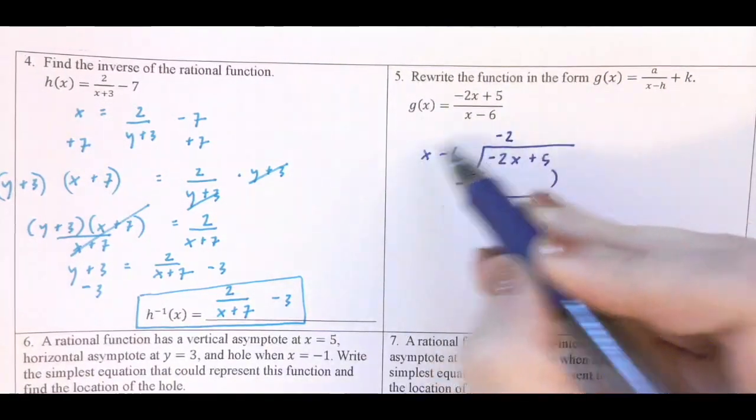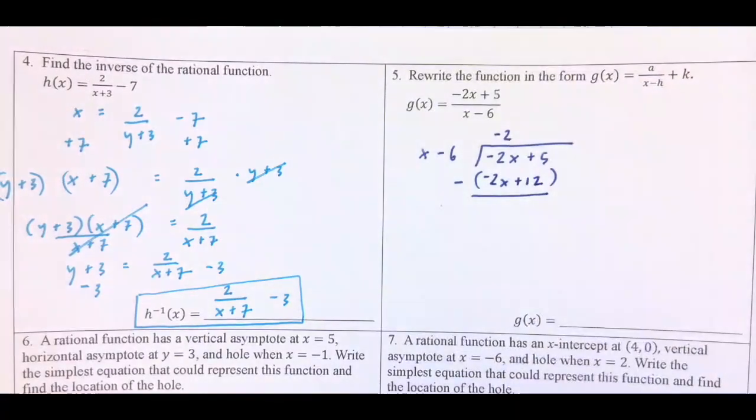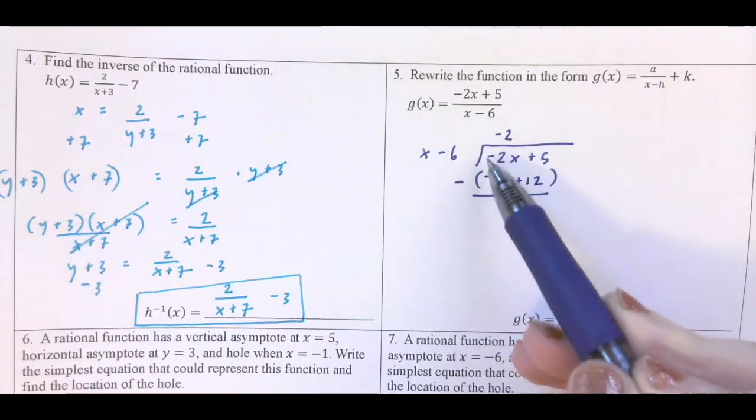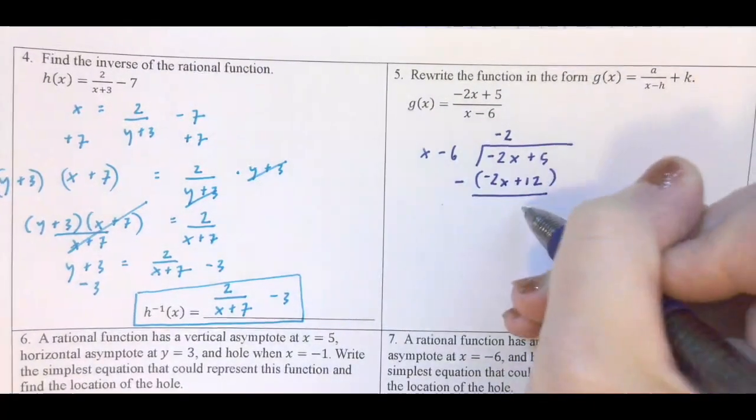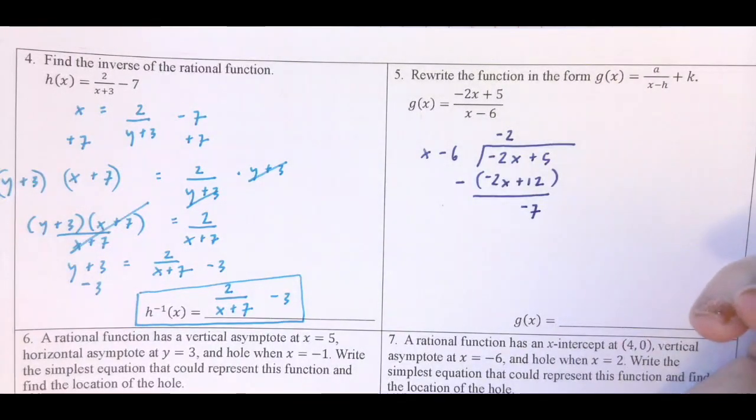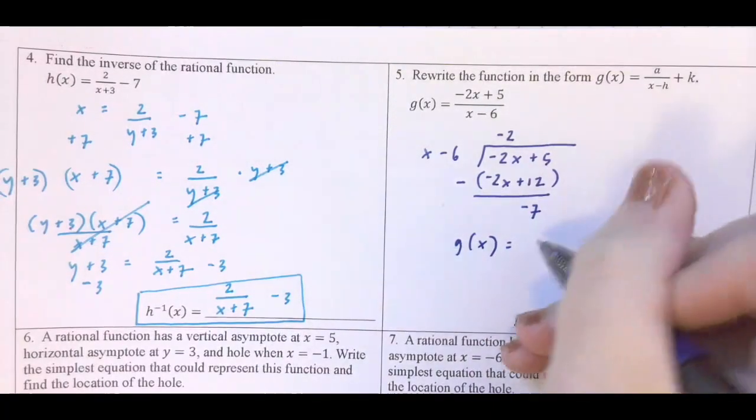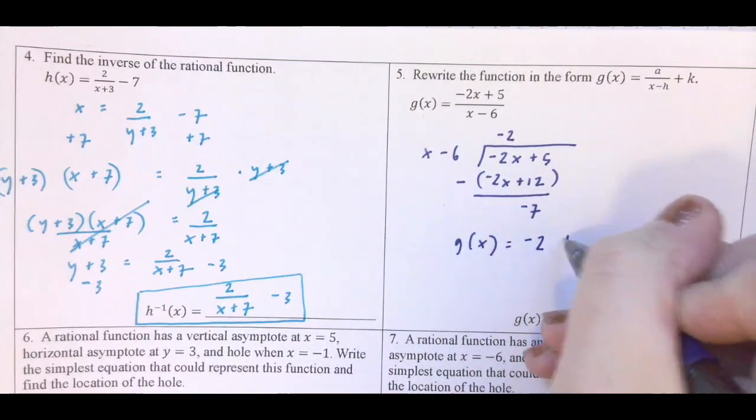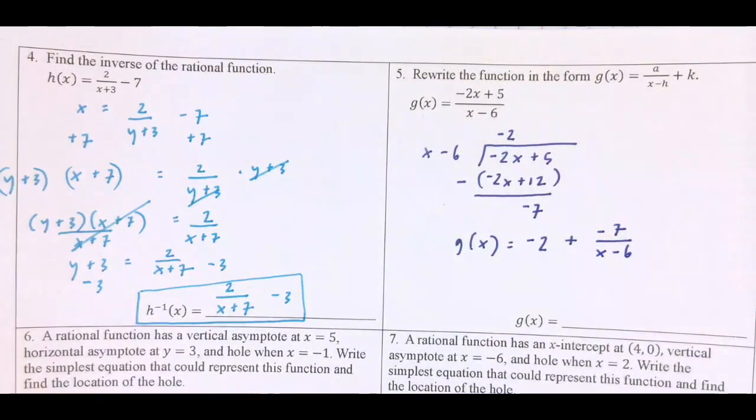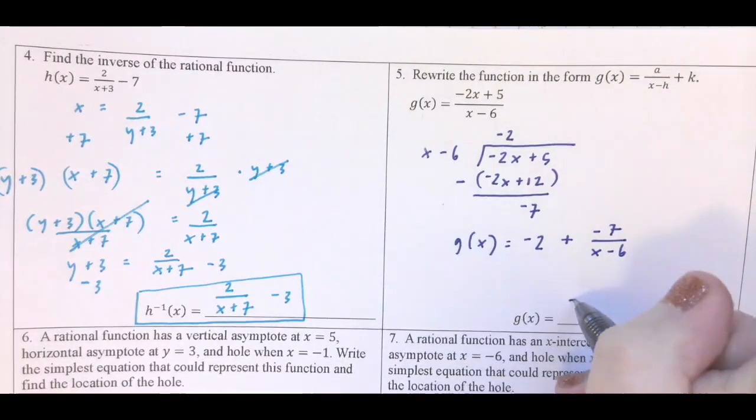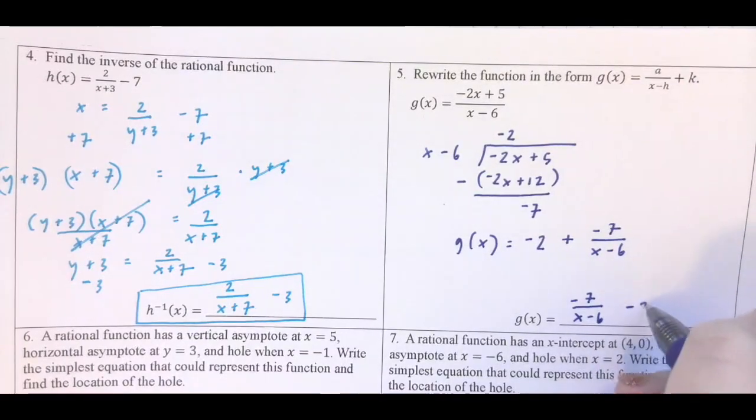Okay, and then multiply it back, and we get negative 2x plus 12. Okay, next step, negative 2x minus a negative 2x is 0. So 5 minus 12 is negative 7. That's my remainder. So right now I have g of x is equal to, divided out, negative 2 plus that remainder of negative 7 over (x minus 6). And when I write it to see all my transformations, I would just whip it around and say negative 7 over (x minus 6) and then take away 2.